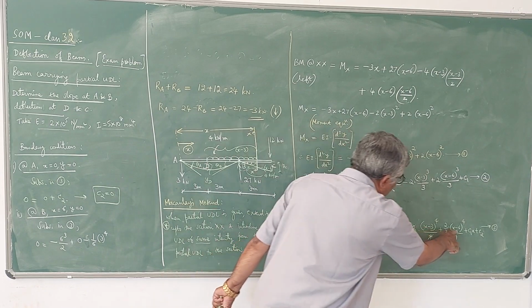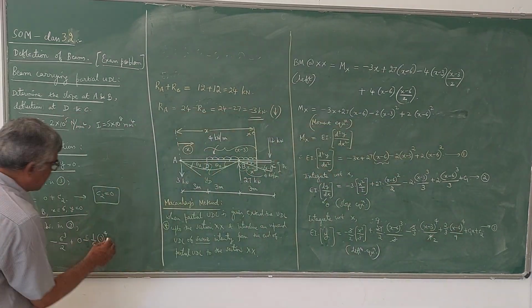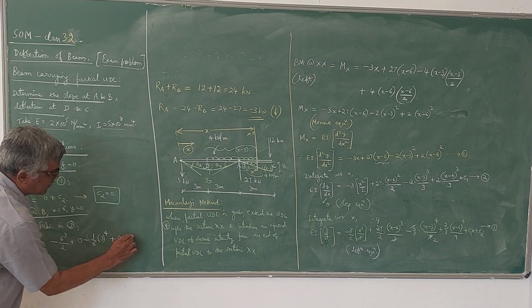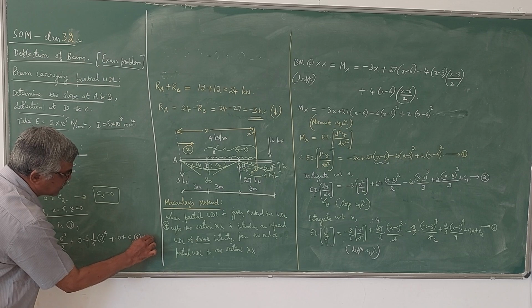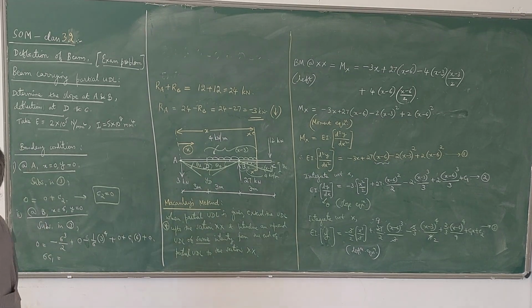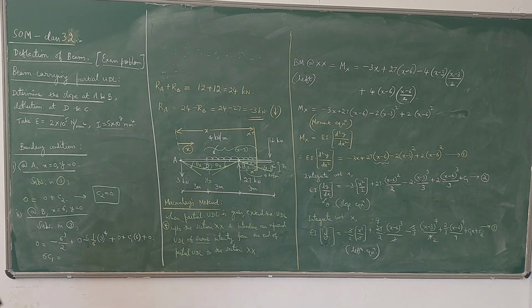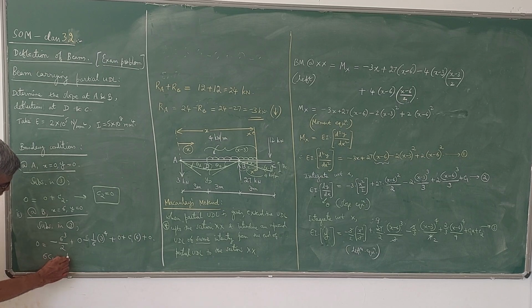Then this term becomes 0 because x is equal to 6 means x minus 6 will be 0. So plus 0, that term will vanish. Plus C1 into 6, x is 6, plus C2 is 0 from this. So now, if you simplify this, you get the value of C1. So 6C1 is equal to, if you bring to this side, 6 cube by 2. 6 cube is 216, and divided by 2 means it is 108.